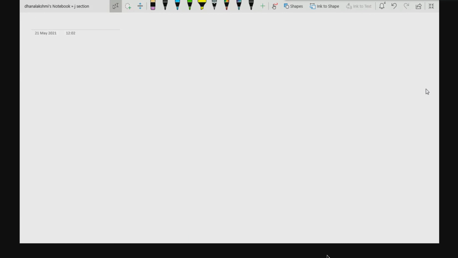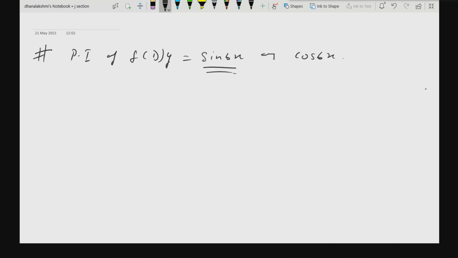Okay, so here also you are finding the particular integral. Particular integral of f of D y is equal to, either it can be sine bx or cos bx. Okay, so first I'll discuss for sine bx. It's almost the same one only. So how will you find the particular integral?